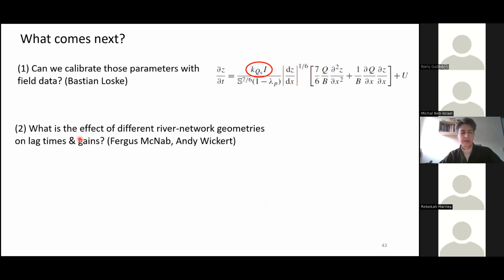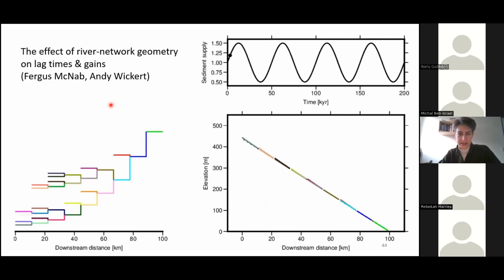Next point, what is the effect of different river network geometries on lag times and gains? This is another thing that Fergus is working on at the moment. And he's using a networked version of the model that Andy Wickert has developed. So rather than having a single thread channel, we have a whole network of channels that come together. And at every inlet, we can define sediment and water supply. And you can see over on the right the kind of behavior we're seeing. So once again, we're seeing aggradation and incision, and we can track what's happening with sediment discharge at the outlet. Ideally, what Fergus is aiming for is trying to understand what kind of behavior we might see from different types of network configurations.